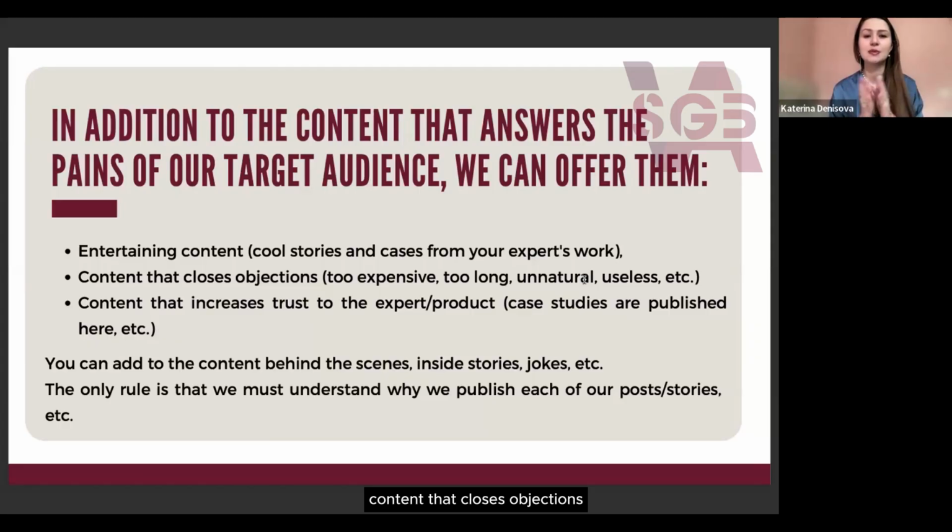Content that closes objections. This is very important because before we buy something, we always have some objections in our head. What is an objection? It's some idea that stops us from buying this or that product. For example, the most common objection is that it's too expensive. Maybe I don't even know the price, but I look at this coffee shop, I see that it's fancy, it's beautiful, very modern, minimalistic, and I think in my head, oh my God, it's too expensive.